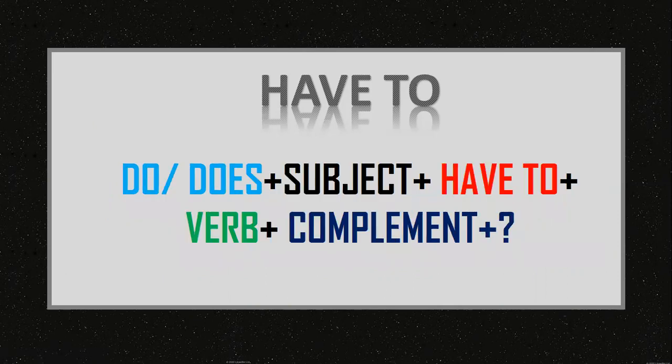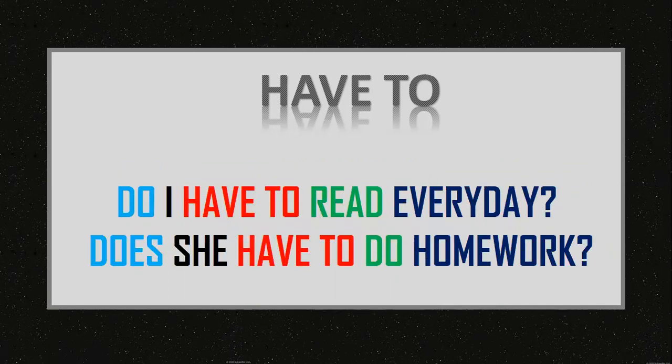Great, let's continue. When we want to ask, remember that first of all, we are going to be using the auxiliary. So, do or does plus the subject plus have to plus verb plus complement and a question mark. And we are going to be using the questions to ask for obligations. For example, do I have to read every day? So you are going to ask if you have to do something or if you have the obligation to do something. Does she have to do homework? The same.